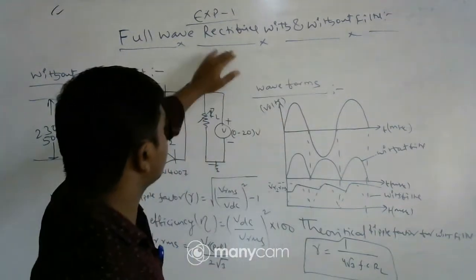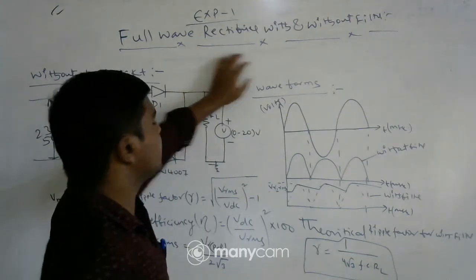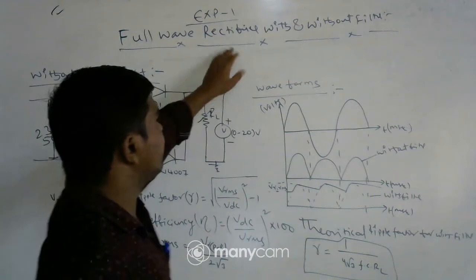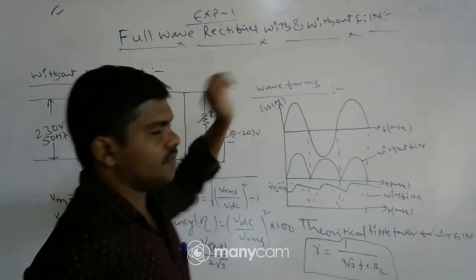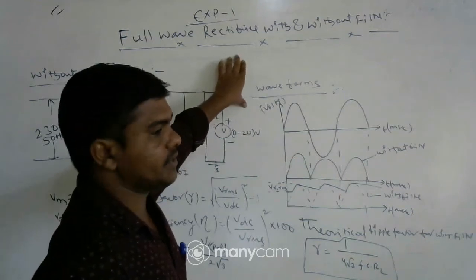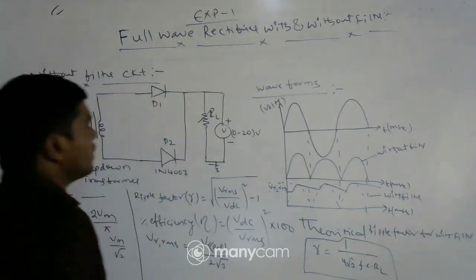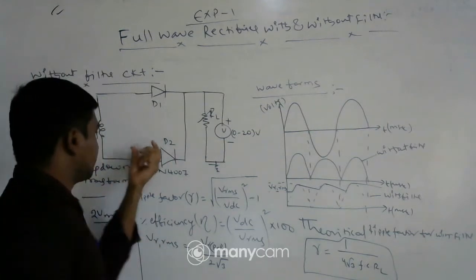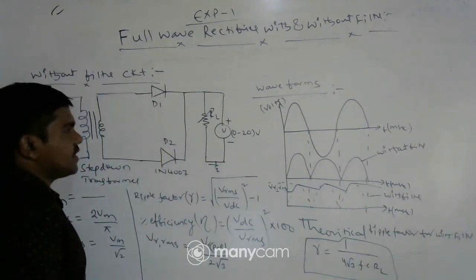So first, what is a rectifier? A rectifier converts an AC signal into pulsating DC. When you connect the filter section, we can remove some of the AC component. That is called with filter. The circuit we are seeing now is the without filter circuit.